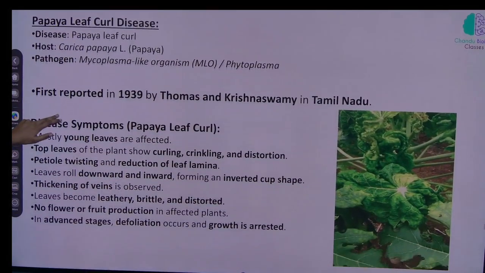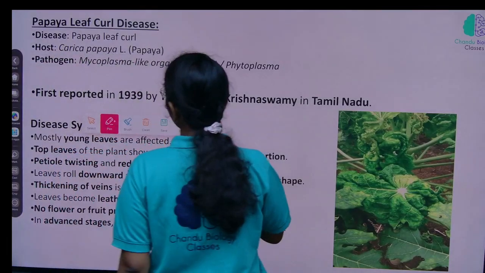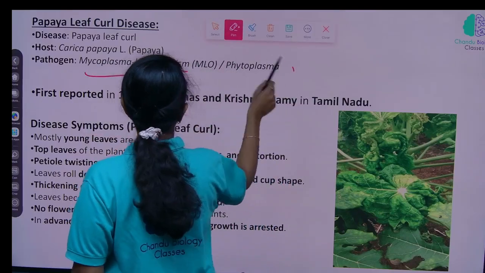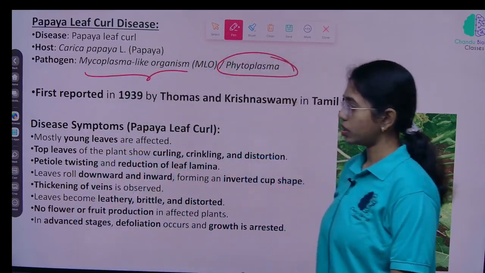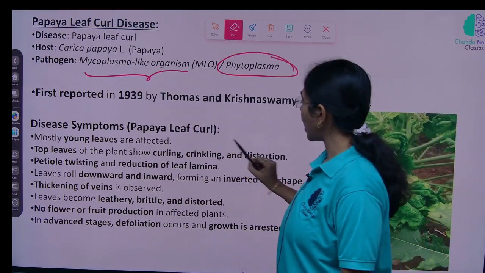Next is papaya leaf curl disease. Here also, what is important? Symptoms are important. And what is causing it here? The host is Carica papaya, and a mycoplasma-like organism, phytoplasma, is causing the disease. They are affecting young leaves. Top leaves show curling, crinkling and distortion.